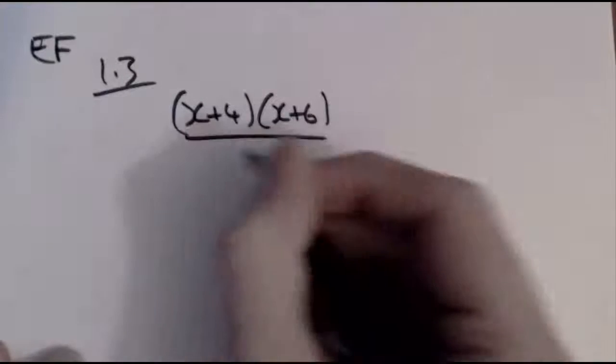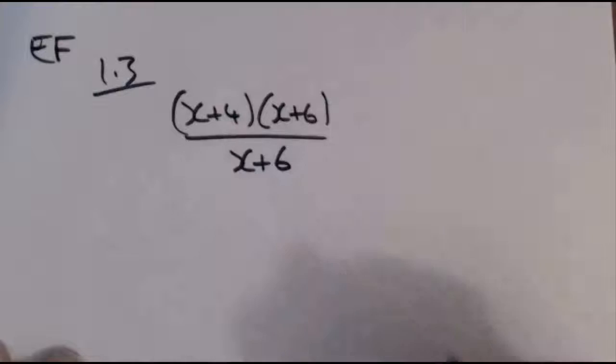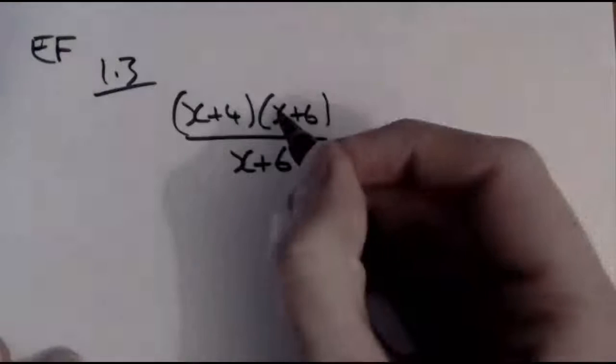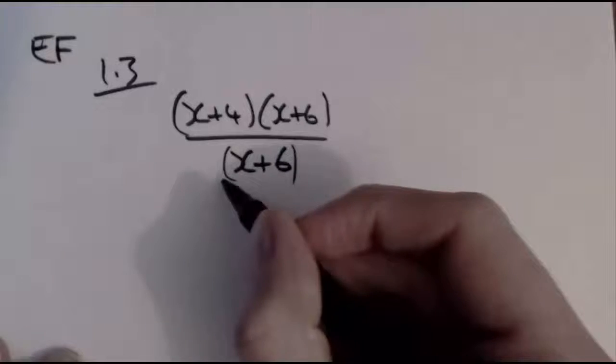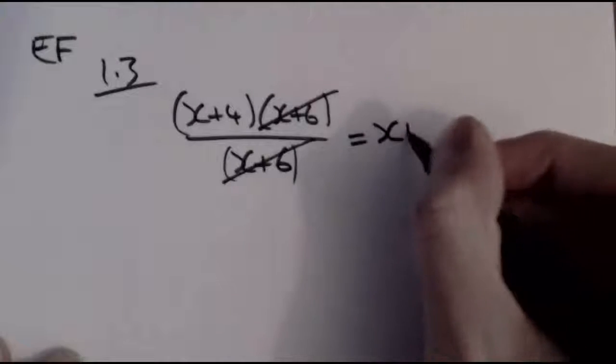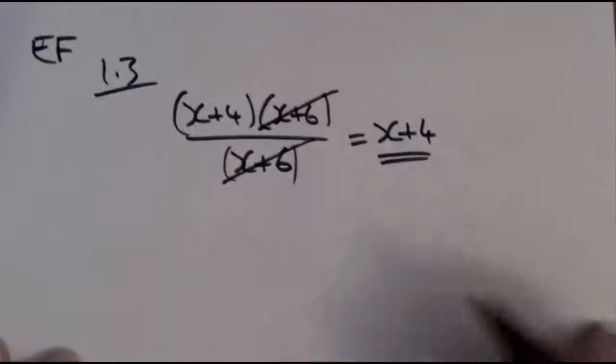Right, so here are some examples for expressing formulae, standard 1.3. What we've got here is, I'll just do the first example. So x plus 4 in brackets times x plus 6, and we're dividing that by x plus 6. So we just look at what we've got in common. There's 1 x plus 6 and there's 1 x plus 6 there, so you just score it out, and that gives you x plus 4.